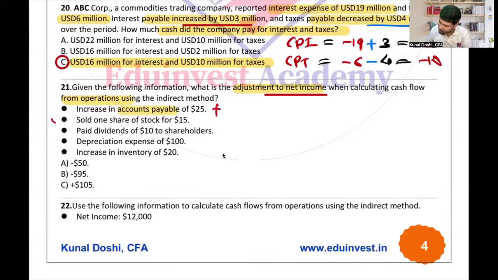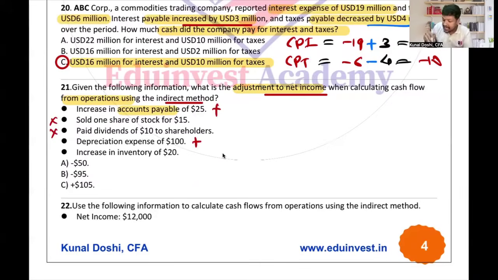Sold one share. I don't need this. Paid dividend. I don't need this. Depreciation. Depreciation is a non-cash item. Remember, in the indirect method, we add the depreciation because our formula is net income plus non-cash. So depreciation will be added.